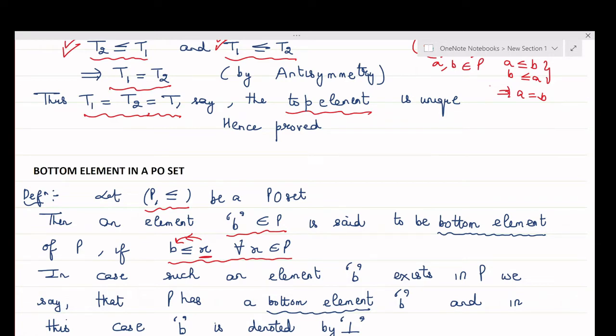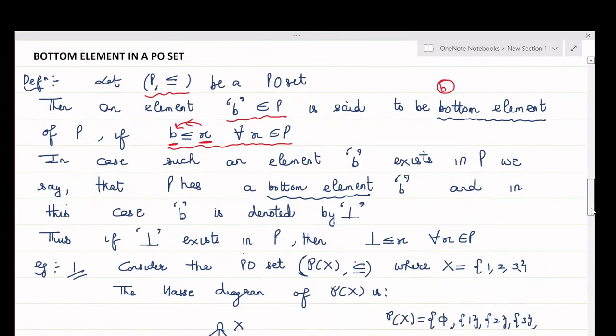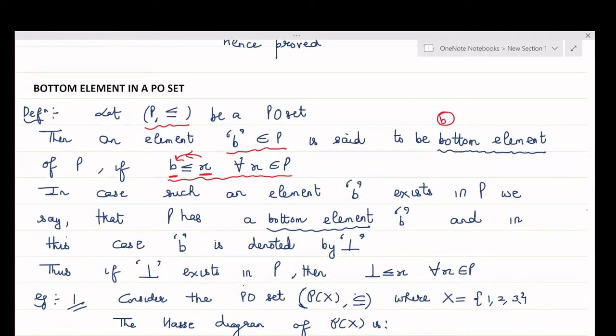So if we try to draw the Hasse diagram for P, then because B is smaller than every element X belonging to P, B will always be at the bottom and every element of P will be above B. In that sense, B is called the bottom element of the PO set P. Again, as in the case of the top element, it is not necessary that a given PO set P will always have a bottom element. A given PO set P may have a bottom element, or it may not.